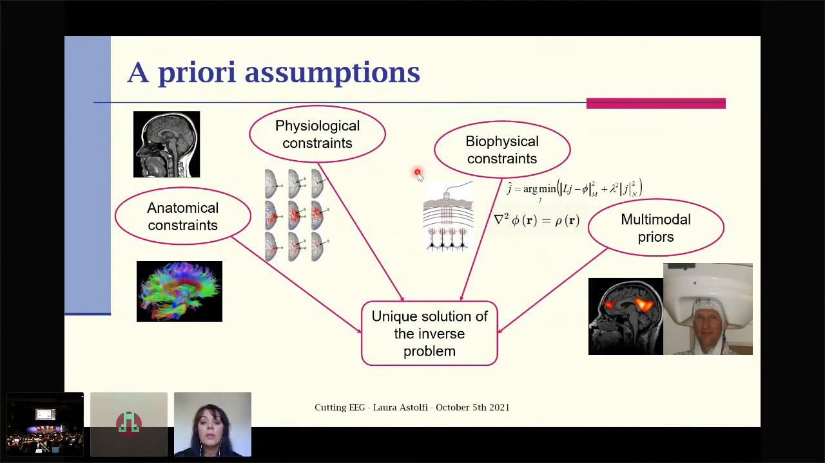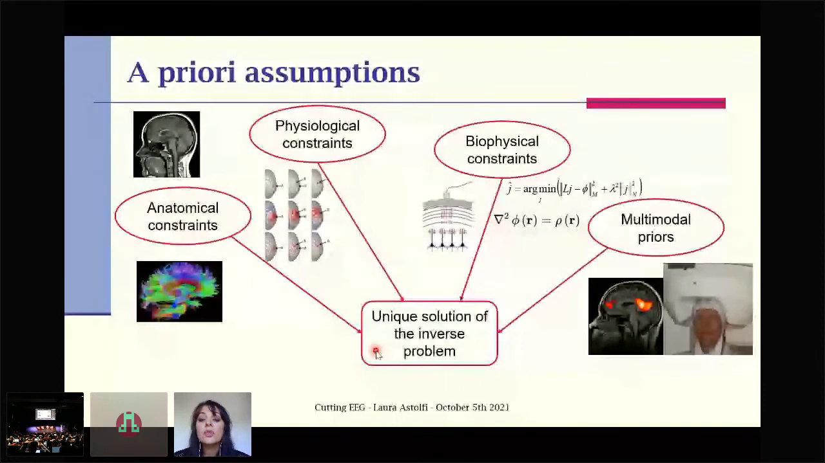Some biophysical constraints can also be included. For instance, the minimization of the energy of the sources is a biophysical constraint that we can introduce to reduce the number of solutions of the inverse problem. We can also include information obtained from different data acquisition methods, for instance, EEG or fMRI. These constraints can contribute to determine a unique solution of the inverse problem.